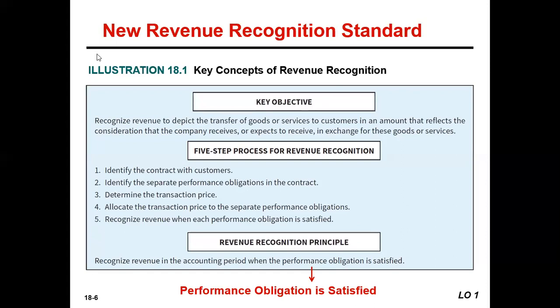Under the revenue recognition principle, recognize revenue in the accounting period when the performance obligation is satisfied. So the bottom line here, class, is simply to understand whether the performance of a particular obligation is satisfied both by the seller and the customer, not or. It should be both, because there should be an agreement with regard to the contract.